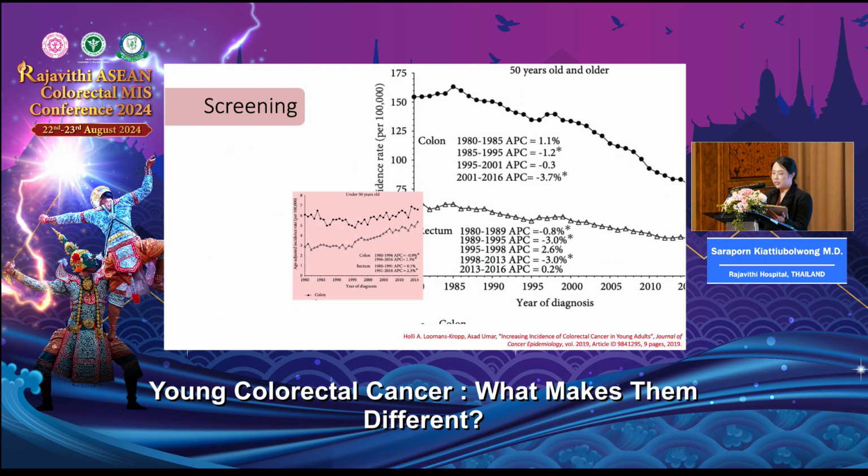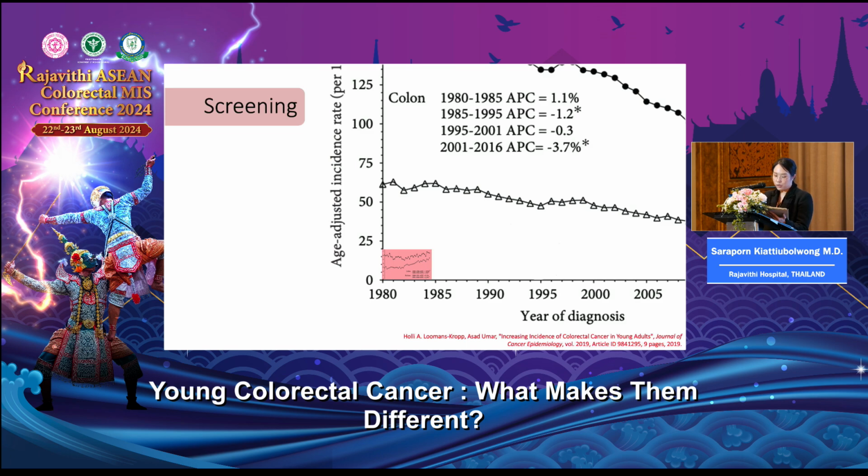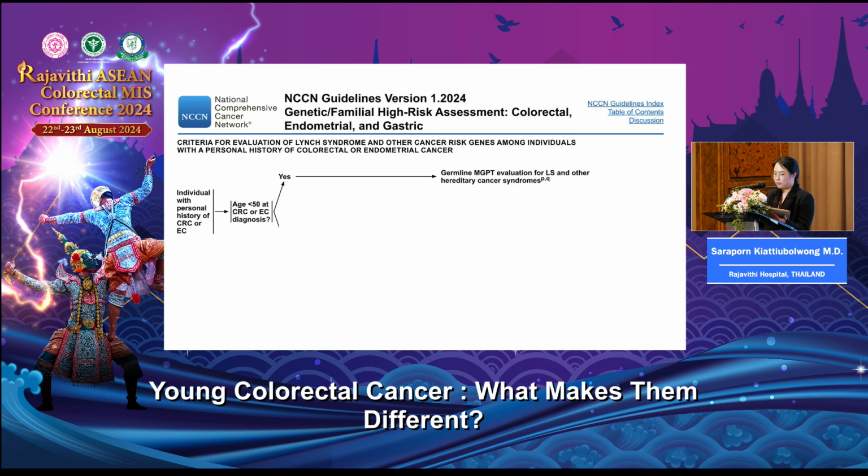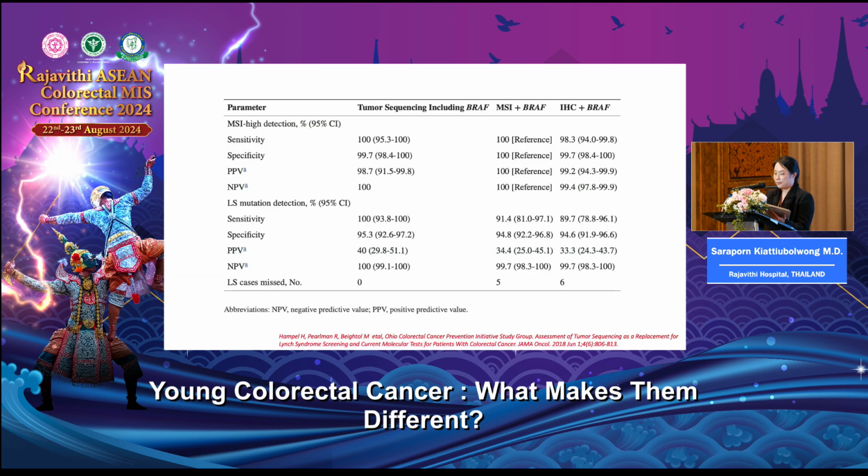But here's the key point. Even though the young onset is increasing, the actual number is still small. However, this rising trend is coming, so the latest ASCRS guideline now recommends starting screening at a younger age. And another thing: NCCN now recommends multi-gene panel testing in every patient who has colorectal cancer that starts under the age of 50.